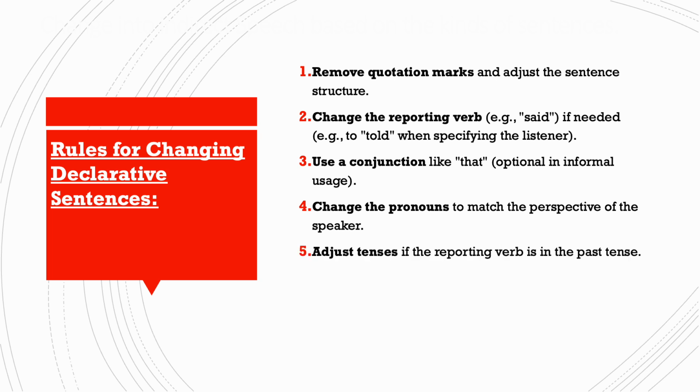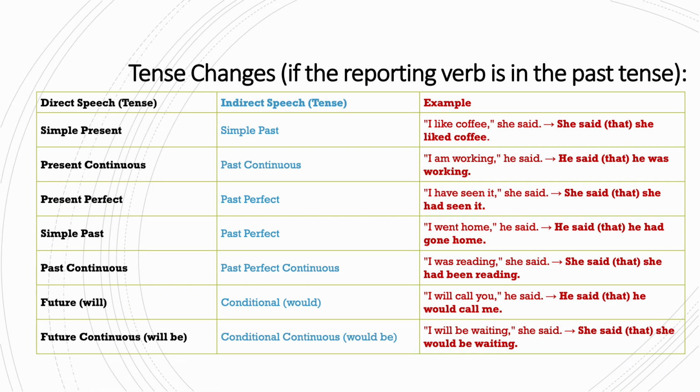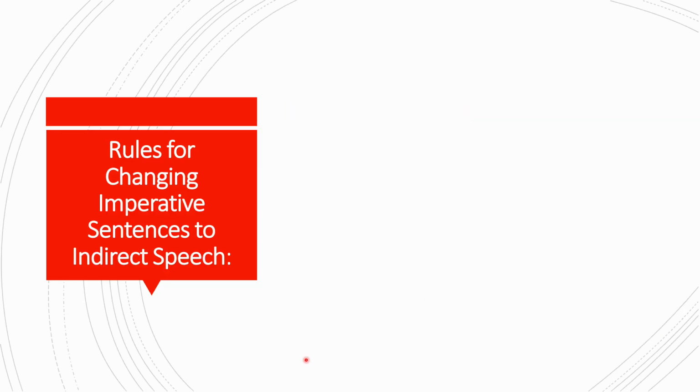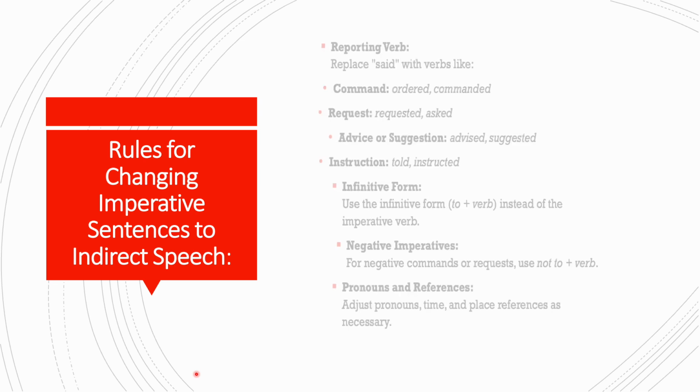Then we have adjusting the tenses as per the reporting verb if it is in past tense. Let's revise the list again wherein we are changing present tense into past tense. All the declarative sentences. We have already done this before in our earlier video. Next comes the imperative sentence. What's the rule for imperative sentence?